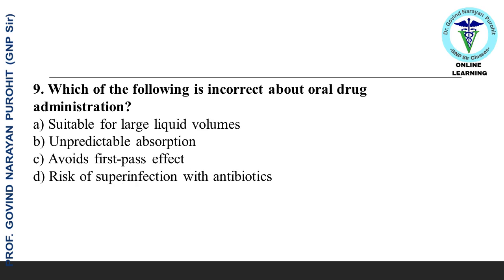9. Which of the following is incorrect about oral drug administration? A. Suitable for large liquid volumes. B. Unpredictable absorption. C. Avoids first pass effect.